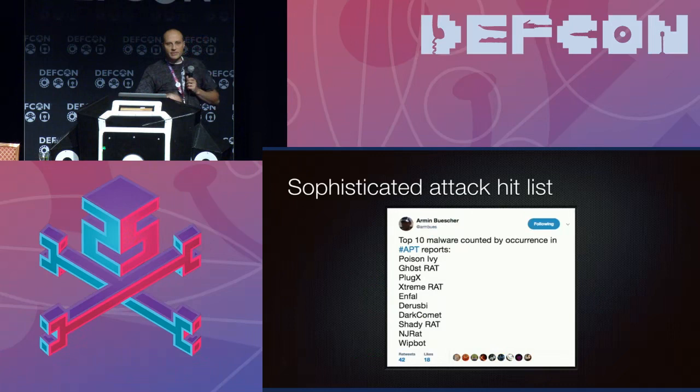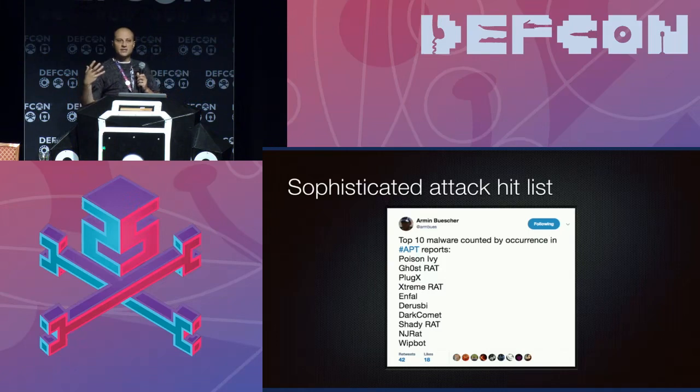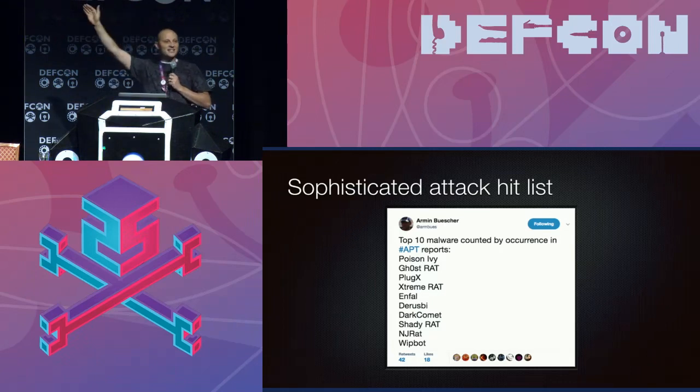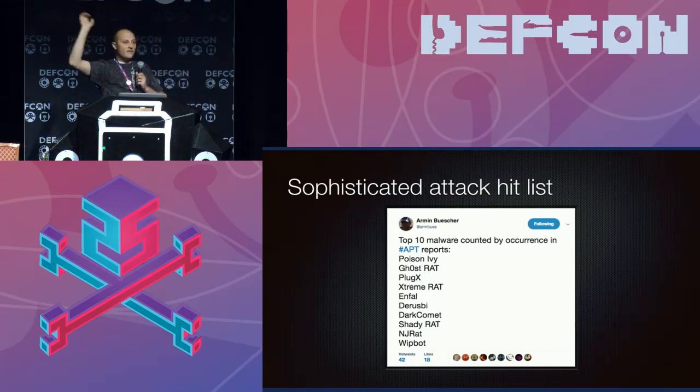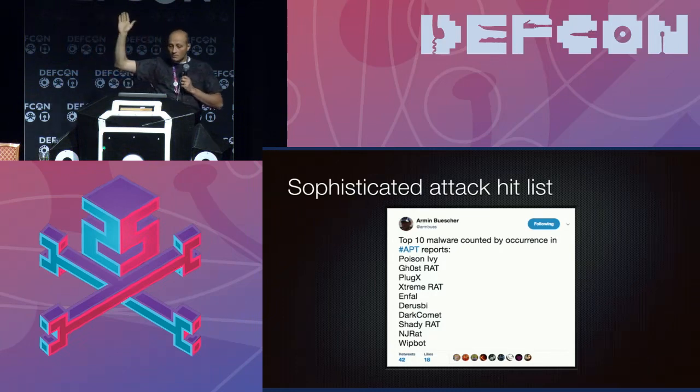A little while ago, one of my colleagues took all the recent APT reports, the sophisticated actor reports, and summed them up into the most popular, most referenced tools out of those papers, and he posted this on a Twitter feed. And I saw this list, and I was like, that is my shopping list. I'm going to start at the top and just start working my way down, finding an exploit in each. And if you'll notice, the top one is Poison Ivy.